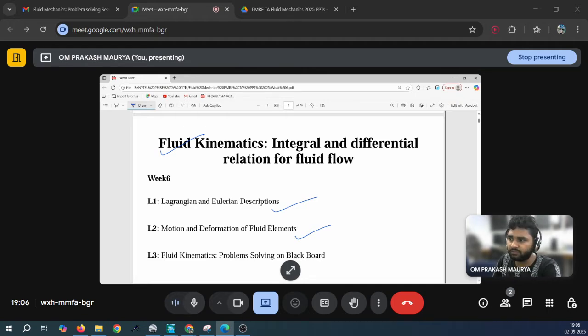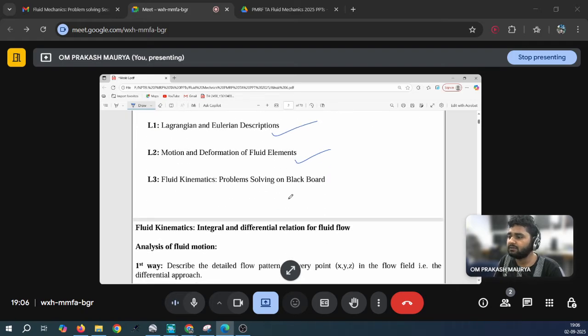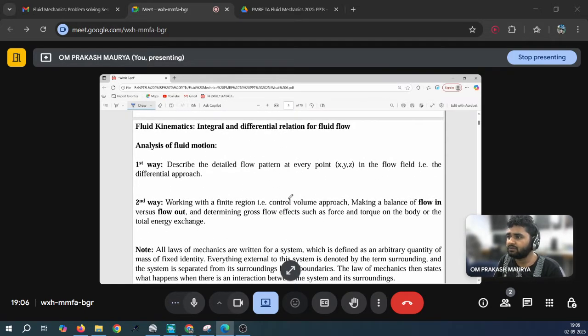So now let us move to the next slide. In fluid kinematics we analyze the motion in two ways. First one is to describe the detailed flow pattern at every point in the flow field, which is your differential approach. Another one is working with a finite region, that is the control volume approach. So these two approaches you have.